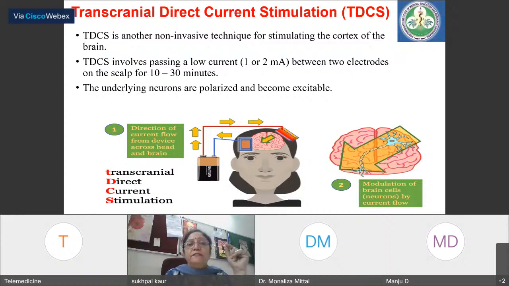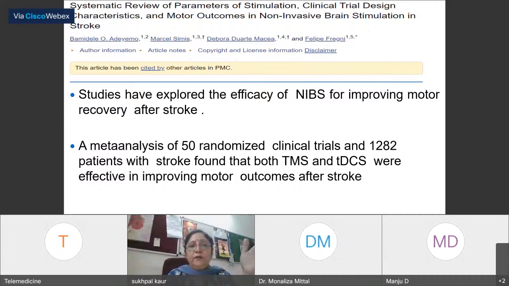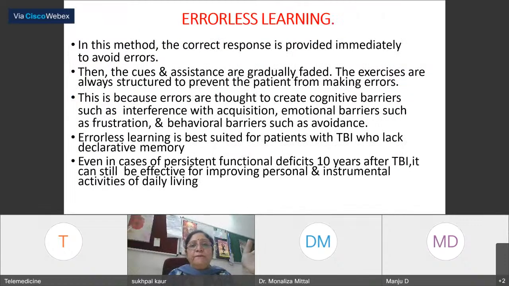Another is transcranial direct current stimulation, tDCS. It is another non-invasive technique for stimulating the cortex of the brain. It involves passing a low current between two electrodes on the scalp for 10 to 30 minutes. So the underlying neurons are polarized and become excitable. This is again one of the studies wherein this intervention was carried out and was shown to be quite effective in improving the outcome after stroke.